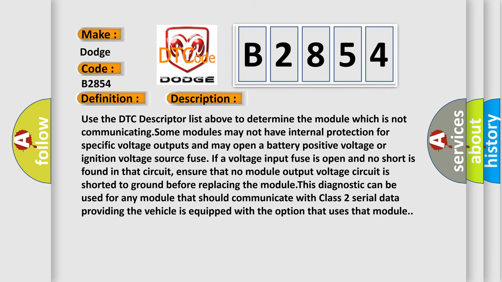Use the DTC descriptor list above to determine the module which is not communicating. Some modules may not have internal protection for specific voltage outputs and may open a battery positive voltage or ignition voltage source fuse if a voltage input fuse is open and no short is found in that circuit. Ensure that no module output voltage circuit is shorted to ground before replacing the module. This diagnostic can be used for any module that should communicate with class 2 serial data, providing the vehicle is equipped with the option that uses that module.